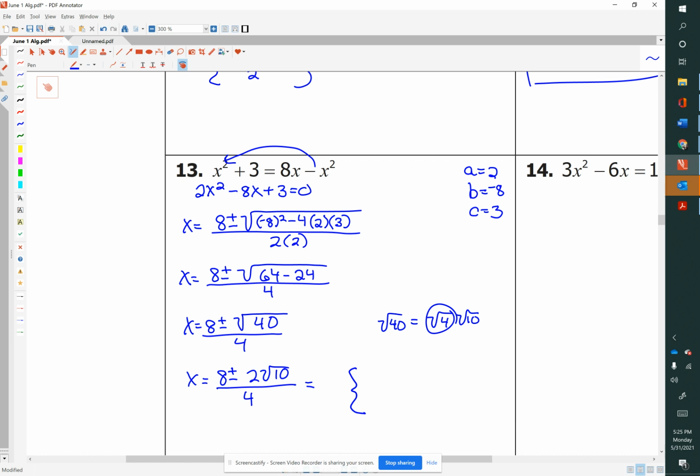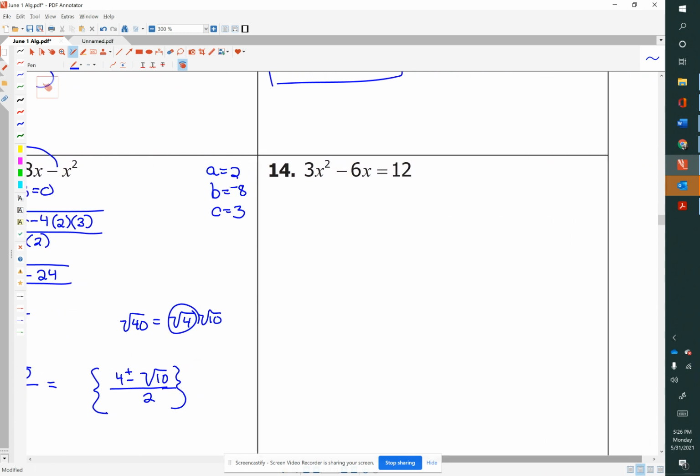when all is said and done, in our numerator, we will have 8 divided by 4, which is 4, plus or minus. This will become 2 over 4, which becomes 1/2, so the 1 becomes an invisible 1. So we've got the square root of 10 divided by 2, and that's our final answer.